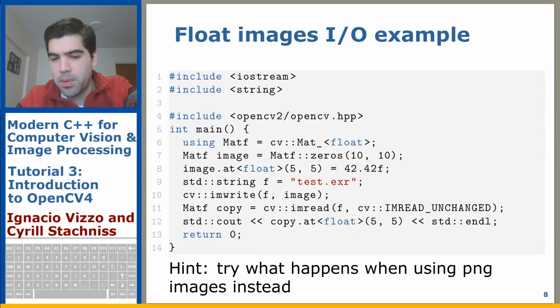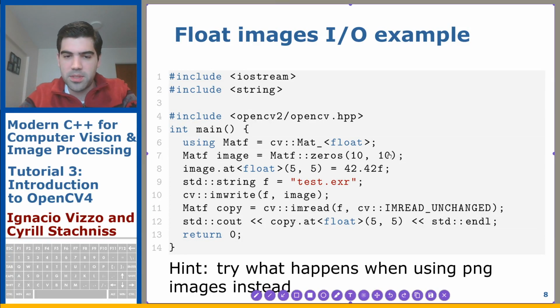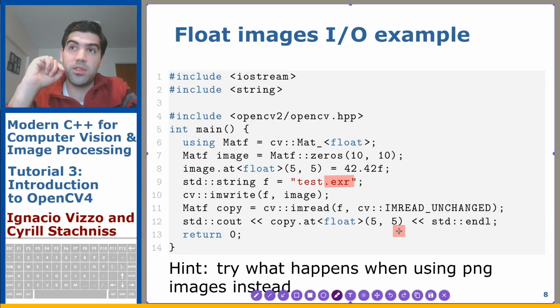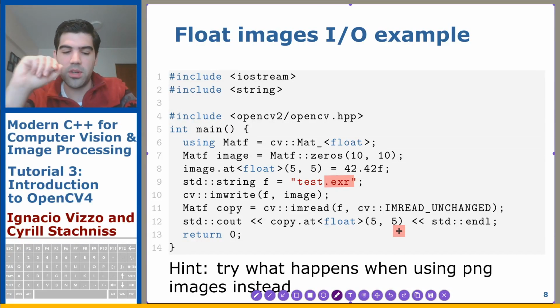So there's a small example here. Try to see what happens if you use PNG. Basically copy paste this example, and then instead of using EXR, just put PNG and then open the image. When you write it to the disk, you can just double click and open the image, and you will see all the errors.